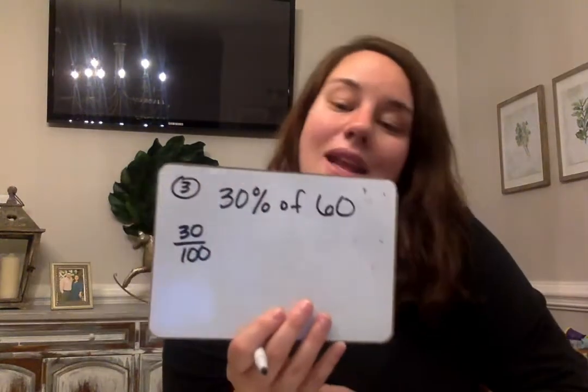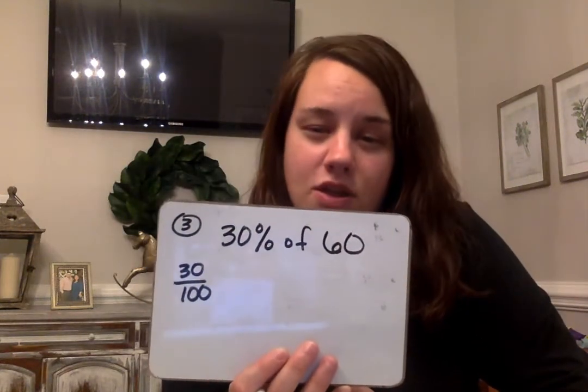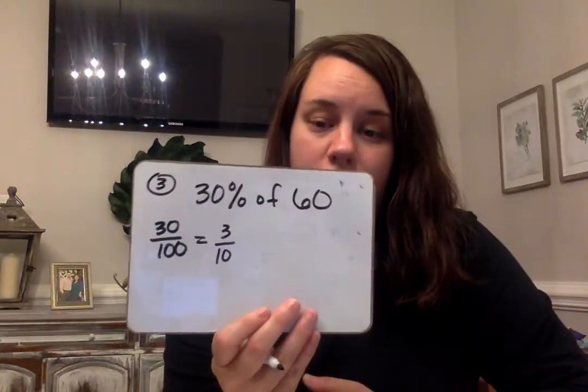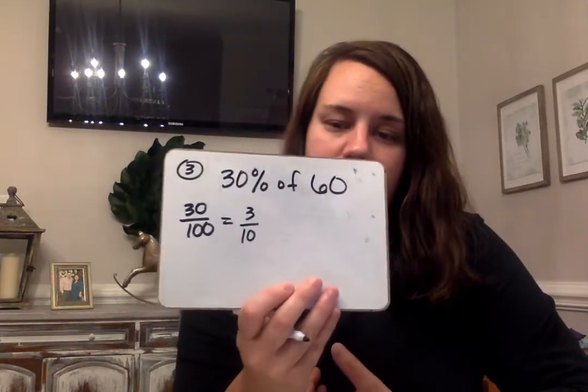But then you may recognize there's an easier way to write that fraction. There's a simplified version of that. Okay, so if you divide 30 and 100 by 10, that's the same thing as 3/10. 30 over 100 simplifies to 3/10. So we want 3/10 of 60.